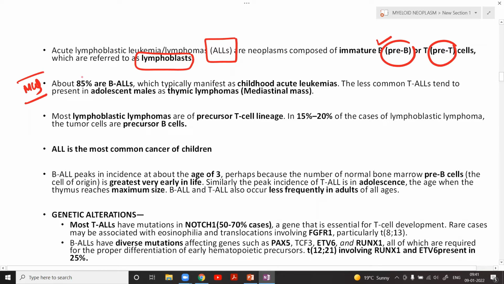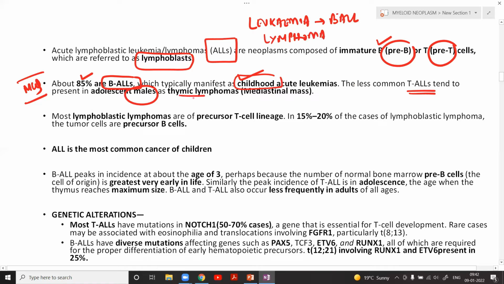Now, very, very important MCQ. Let us try and understand. Around 85% of leukemias, I'm not talking about lymphomas, around 85% of all the acute lymphoblastic leukemias are B lineage, and they typically manifest as childhood acute leukemia. So remember, whenever we are speaking about acute lymphoblastic leukemia, you should always think that B-ALL is more common, and mainly they involve children. Whereas the less common variety, that is the T-ALL, tends to present in adolescent males, and the most common presentation of T-ALL is as a lymphoma. They present as a thymic lymphoma. So this is the T-ALL. Remember this point very importantly.